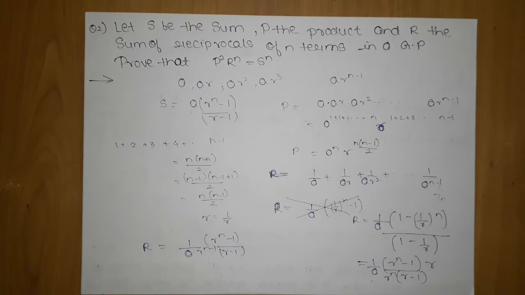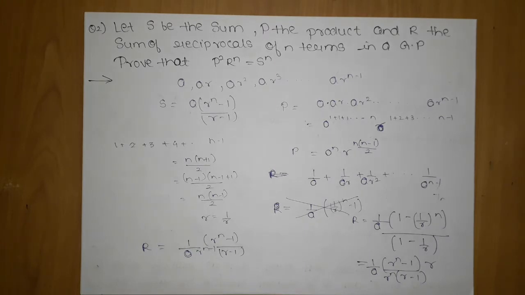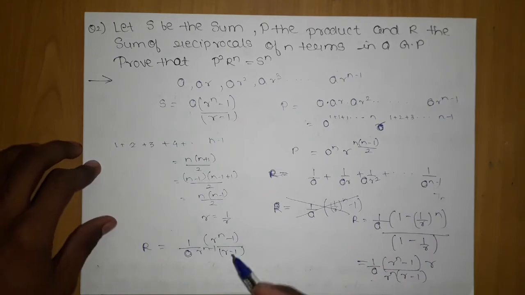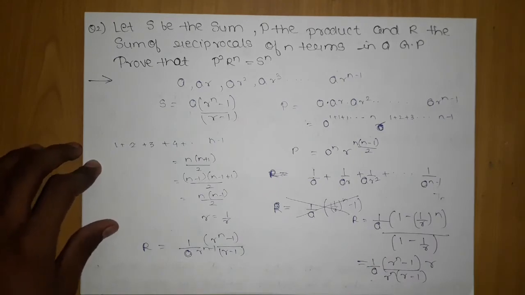Okay, we have this. Now what can we do? Let's think. Let's just put the values and see. I'm asking whether there is any modification which I can do. No. So let's put the values and see whether we can get it.